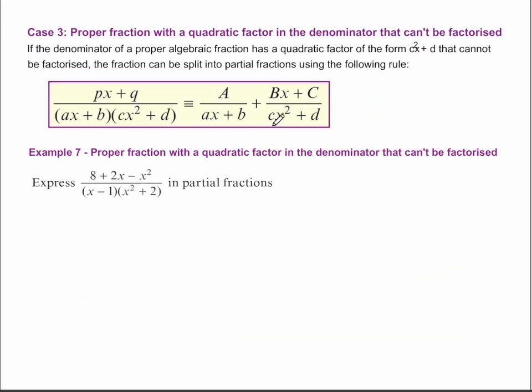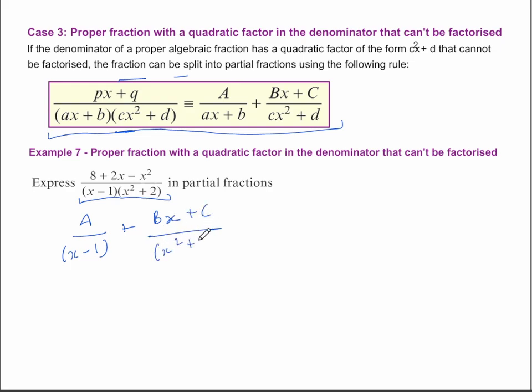Case 3 is slightly different from the rest. So when we have the inside of a bracket that has an x squared, which cannot be factorized, then the fraction will be split up using this rule right here. And let's see it in an example. So this thing right here will be split into a over x minus 1, the one without the square. And for when the denominator has a square, we add bx plus c over our x squared plus 2.